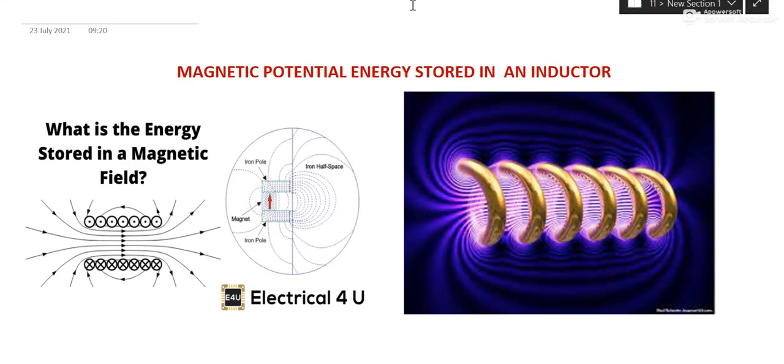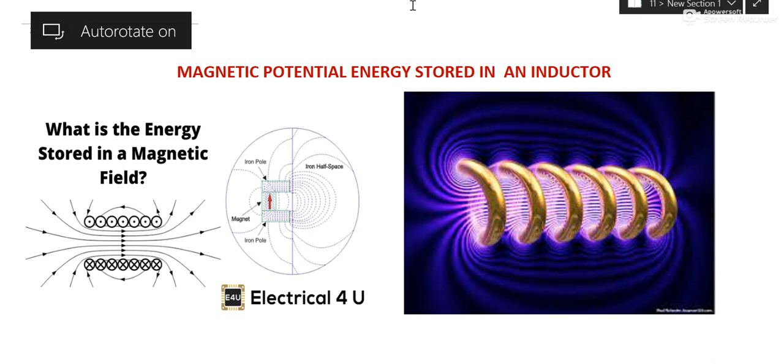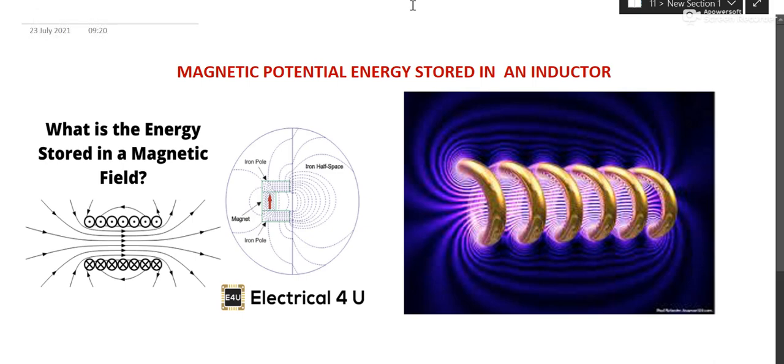Hello children, in this video we will be discussing magnetic potential energy stored in an inductor. Inductor means the solenoid. So this is your solenoid. In this you can see magnetic field lines of the solenoid are from south to north inside and north to south outside. So the solenoid is binding magnetic field lines. A current carrying solenoid is associated with magnetic field lines.